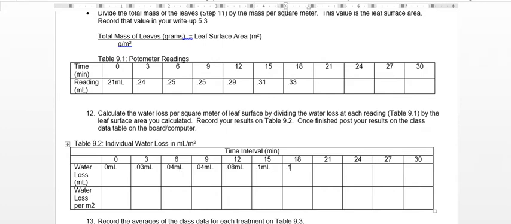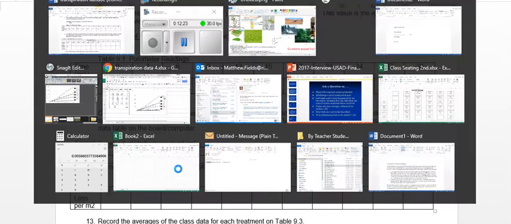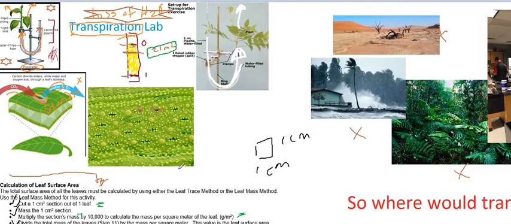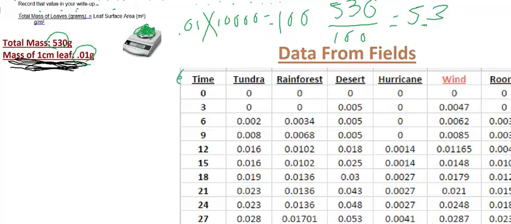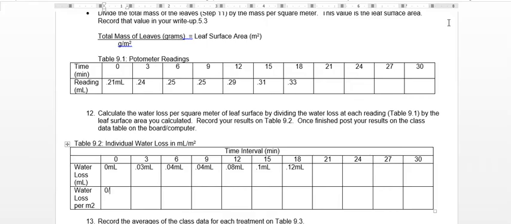Now, how do we normalize this per meter squared? Well, this point right here is where you divide your water loss, which in this case is 0, divided by the value we got from doing this math right here. So that's 0 divided by 5.3. That's clearly equal to 0. So what would 0.03 divided by 5.3 be?